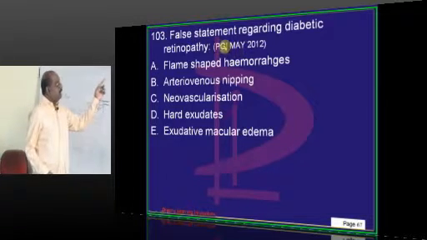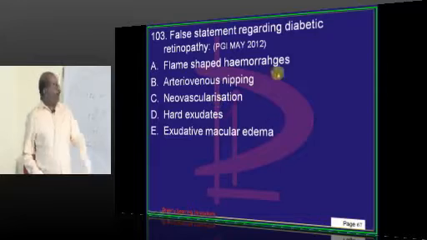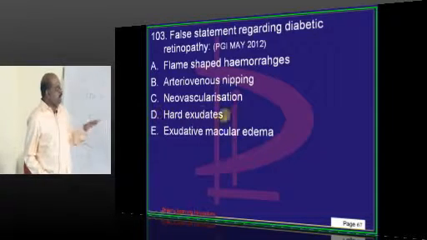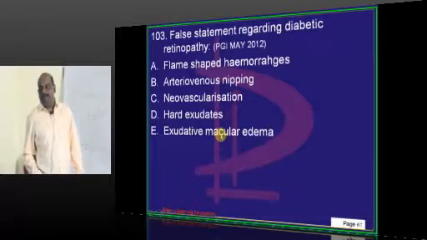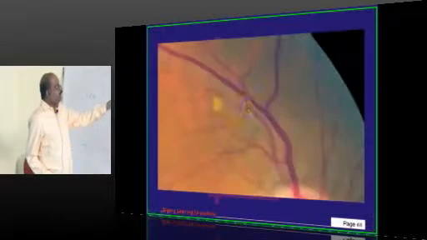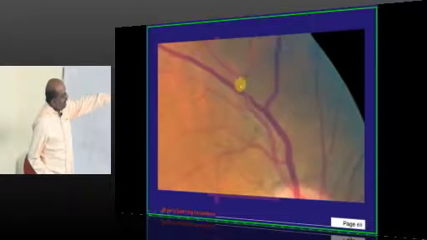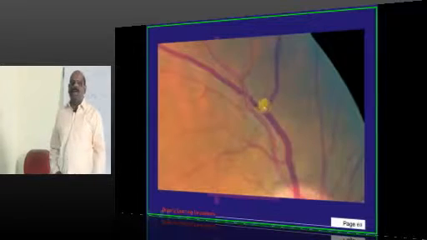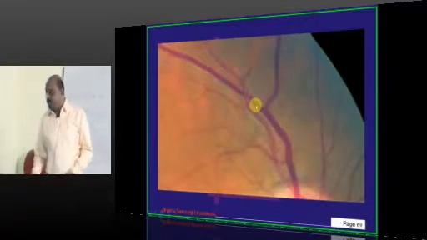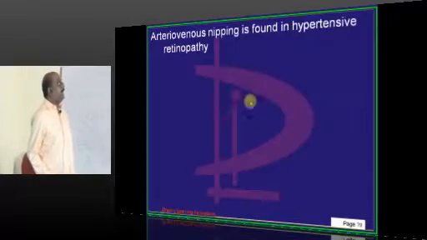Then diabetic retinopathy. You find all these things: neovascularization, hard exudates, flame-shaped hemorrhages, exudative macular edema, etc. Where do you find arteriovenous nipping? You can see here, this is called arteriovenous nipping. This is a feature of hypertensive retinopathy, which I want to once more underscore to all of you. AV nipping.